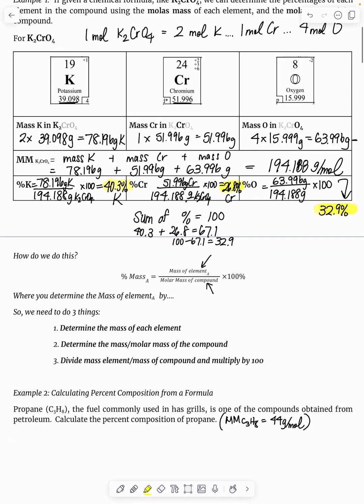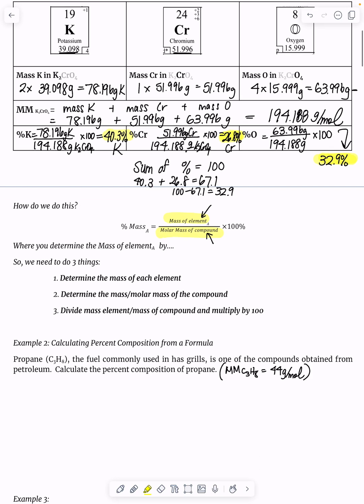So that's how we get a percentage of each element in a compound, or what's known as a percent composition. I take the mass of the element, and it's typically the mass of that element in the compound, depending on how many there are. I divide it by the molar mass of the compound, and I multiply by 100.